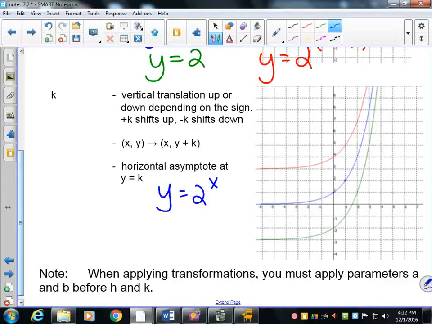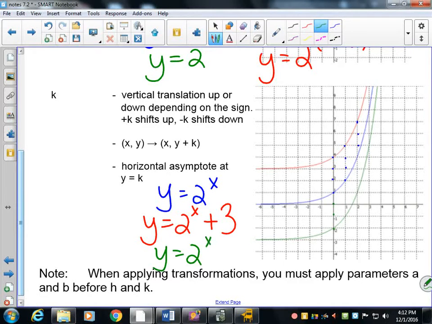So up, 1, 2, 3. Up, 1, 2, 3. It goes up 3 each time. So if we're going to draw this red line, y is equal to 2 to the x plus k. And because it's not in the brackets, we put plus 3. Same thing goes for that green one, but we're going down 3. So we write y is equal to 2 to the exponent of x minus 3. Okay.